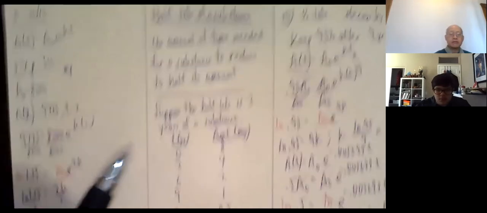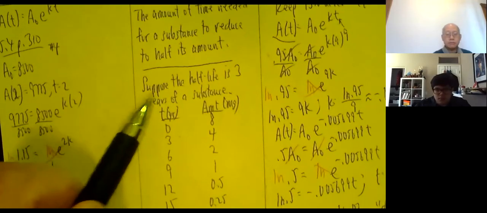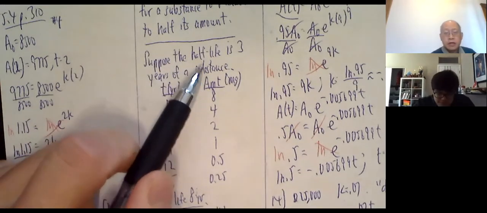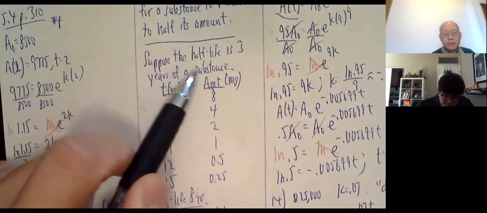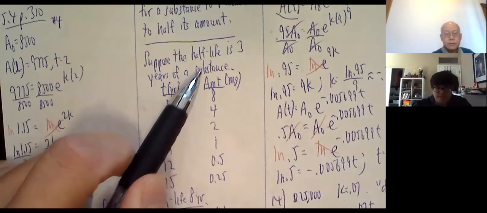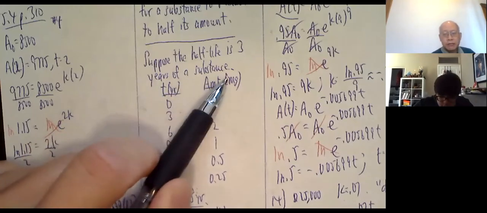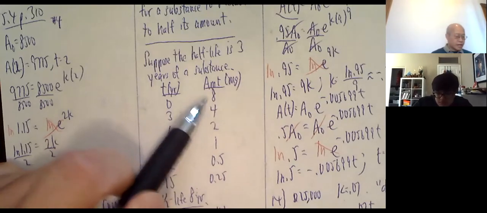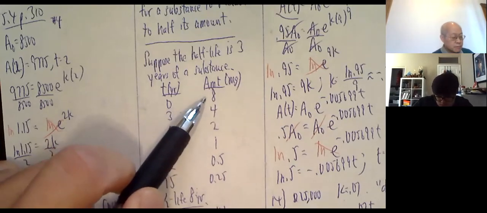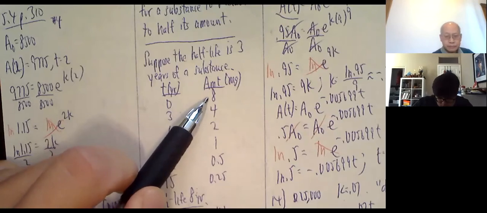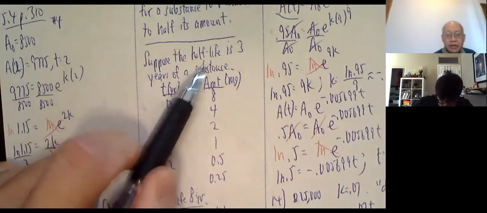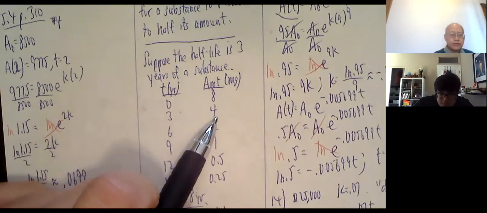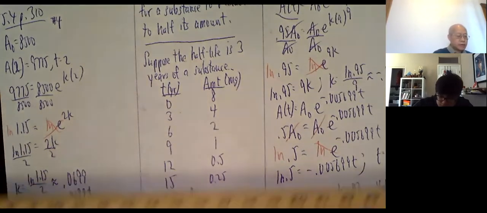I've got a little table here for practice. Suppose the half-life is 3 years for a particular substance. Here's time in years and the amount in milligrams. Let's pretend we started with 8 milligrams. Where'd you get that from? I just made it up. It's completely made up. Half-life is 3 years, so after 3 years, I would have half of 8, which is 4.